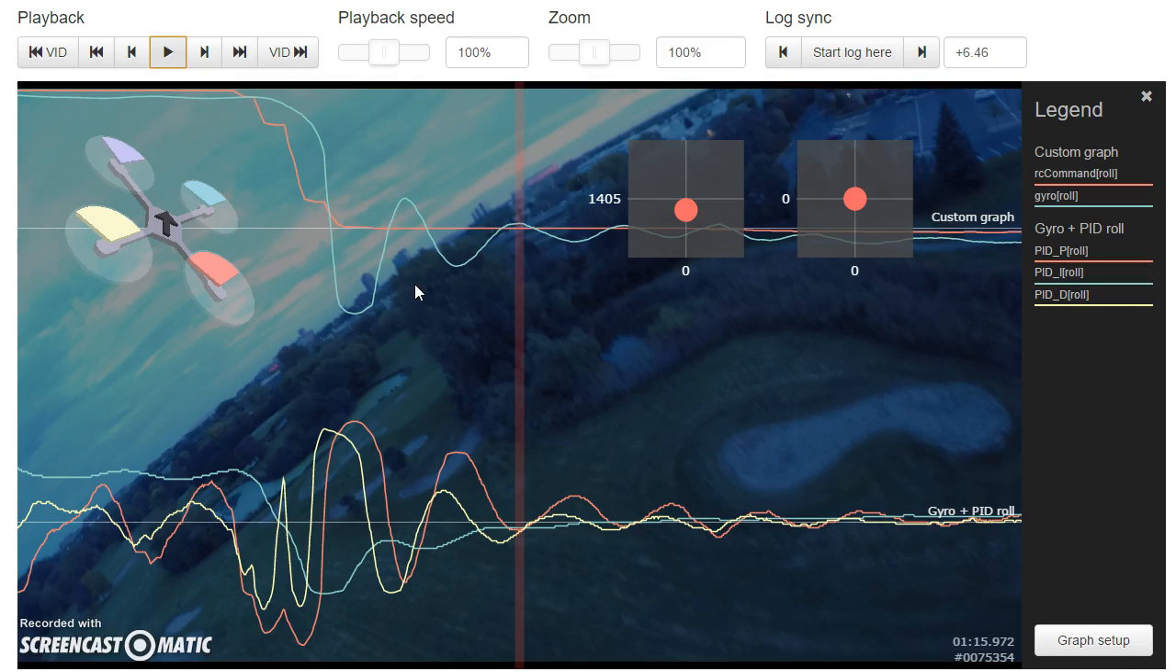Flips can be sometimes hard to deal with and to get rid of the bounce at the end of a flip.